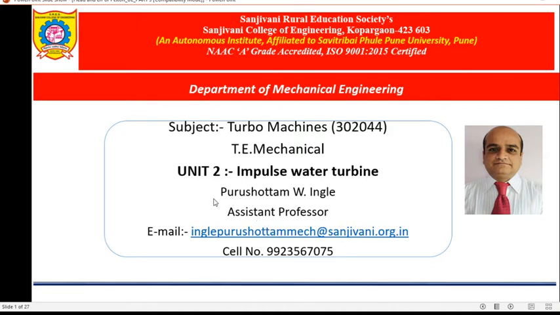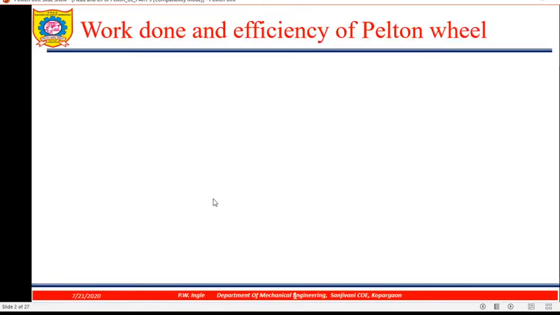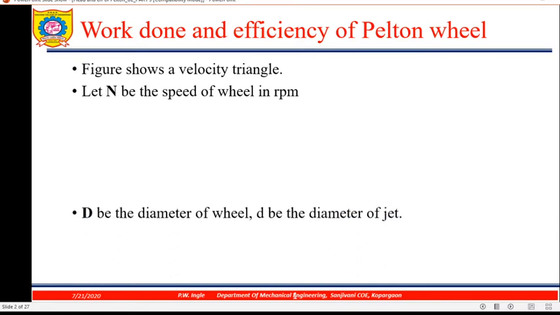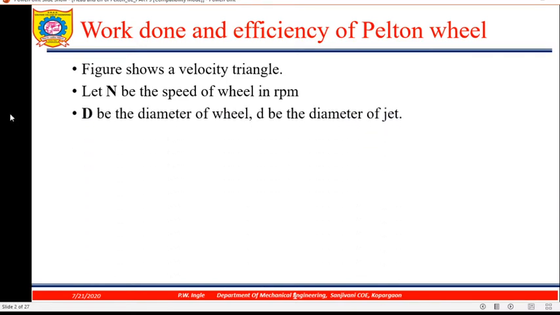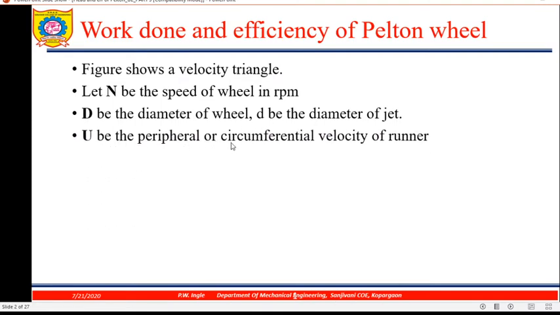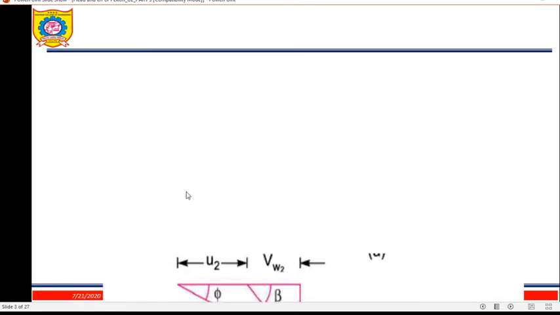So today we will discuss work done and efficiency of Pelton wheel turbine. First of all, let capital N be the speed of wheel in RPM, capital D be the diameter of wheel, small d be the diameter of jet, U be the peripheral or circumferential velocity of runner, which is equal to pi D N by 60.